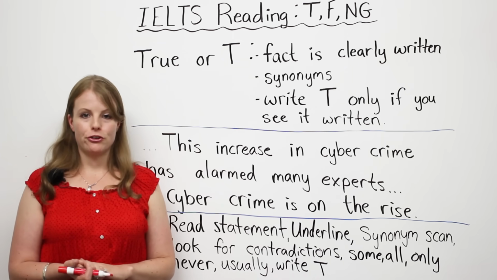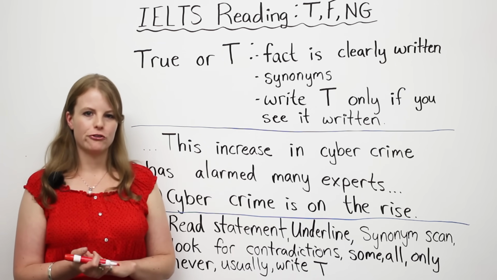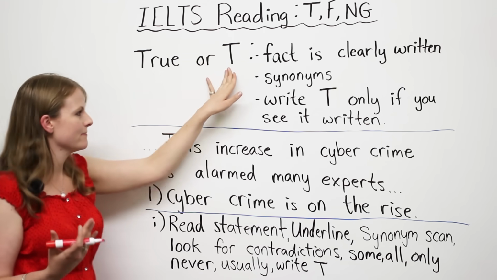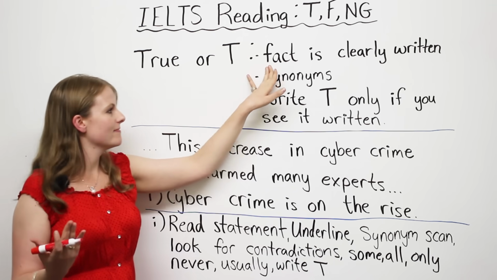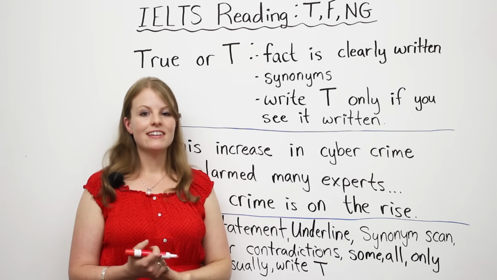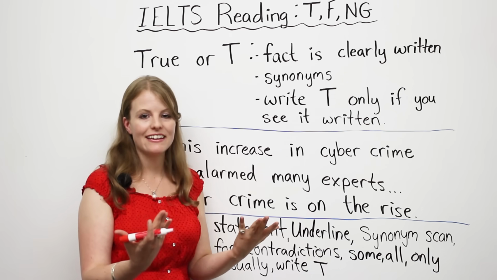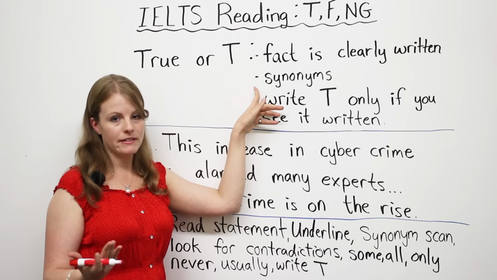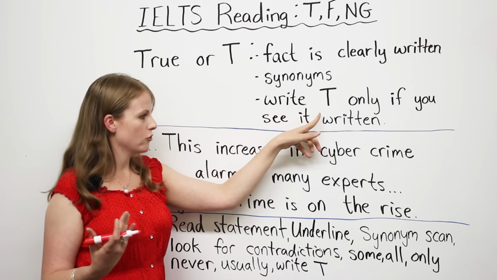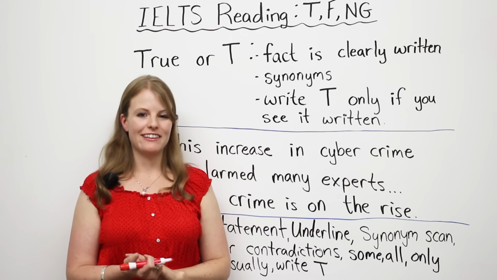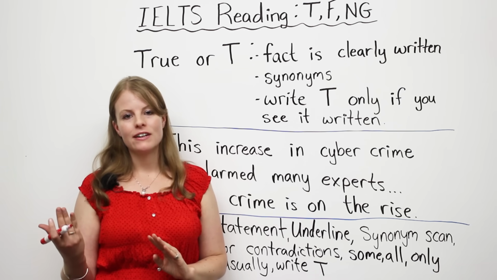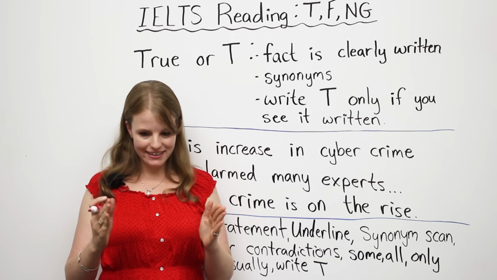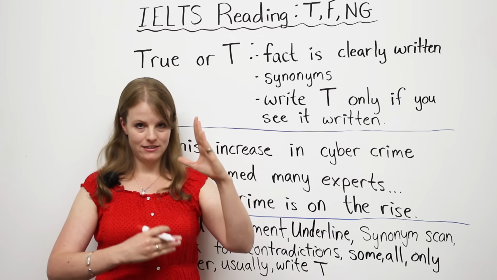Okay, so let's get started. What do they mean by true in these questions? When would you write true? I will show you. You can write true or T. T is shorter. If the fact is clearly written in the reading, you would write T. You'll often see synonyms. And again, write T only if you actually see this fact written. If you know the fact is true, but it's not written, don't write true. Only write true if with your eyes you read it and you see it in the reading.